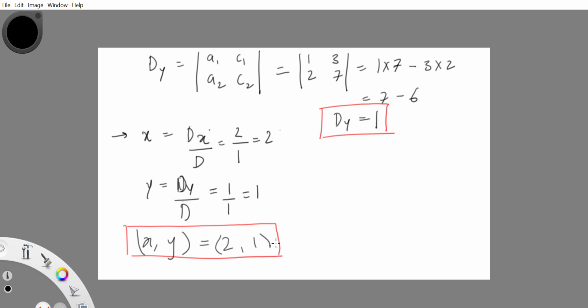This is how we solve questions using Cramer's rule. I hope these examples were sufficient for you to understand how to use Cramer's rule to solve linear equations. In the next section, we'll move on to our practice set and we'll complete it with some additional homework. Thank you. This section will end now.